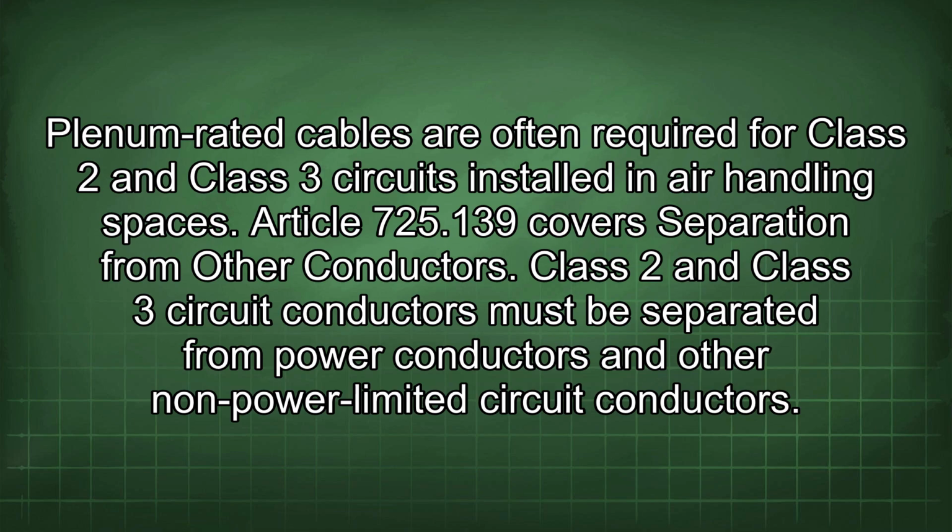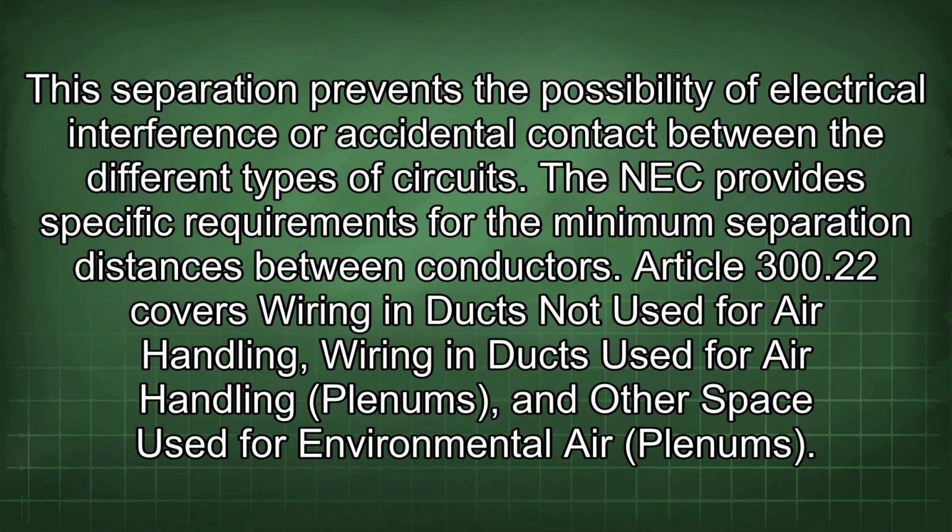Article 725.139 covers separation from other conductors. Class 2 and Class 3 circuit conductors must be separated from power conductors and other non-power limited circuit conductors. This separation prevents the possibility of electrical interference or accidental contact between the different types of circuits. The NEC provides specific requirements for the minimum separation distances between conductors.